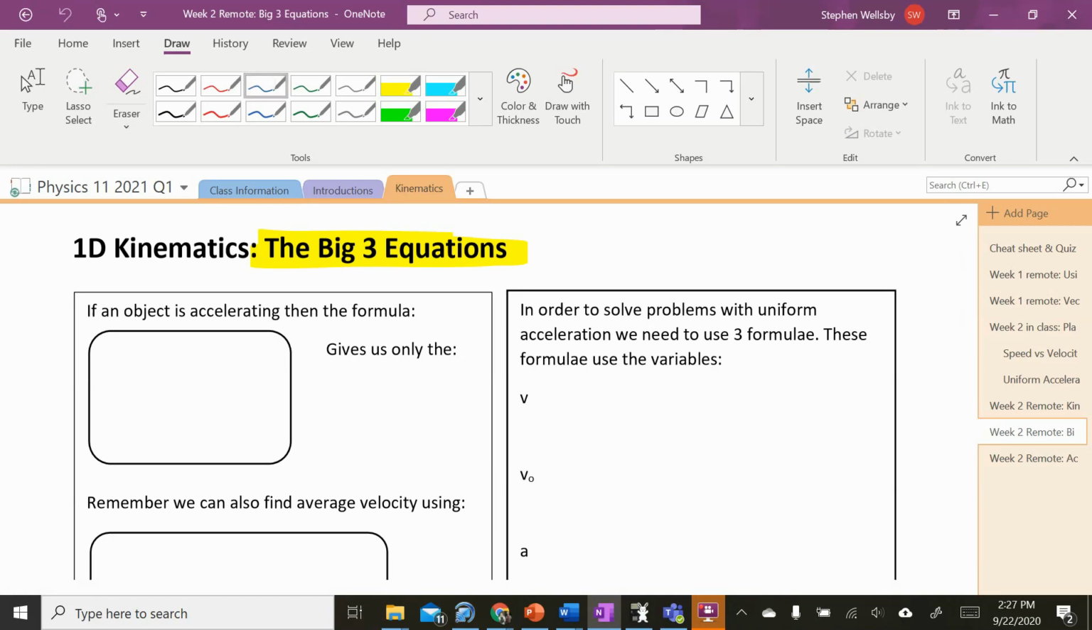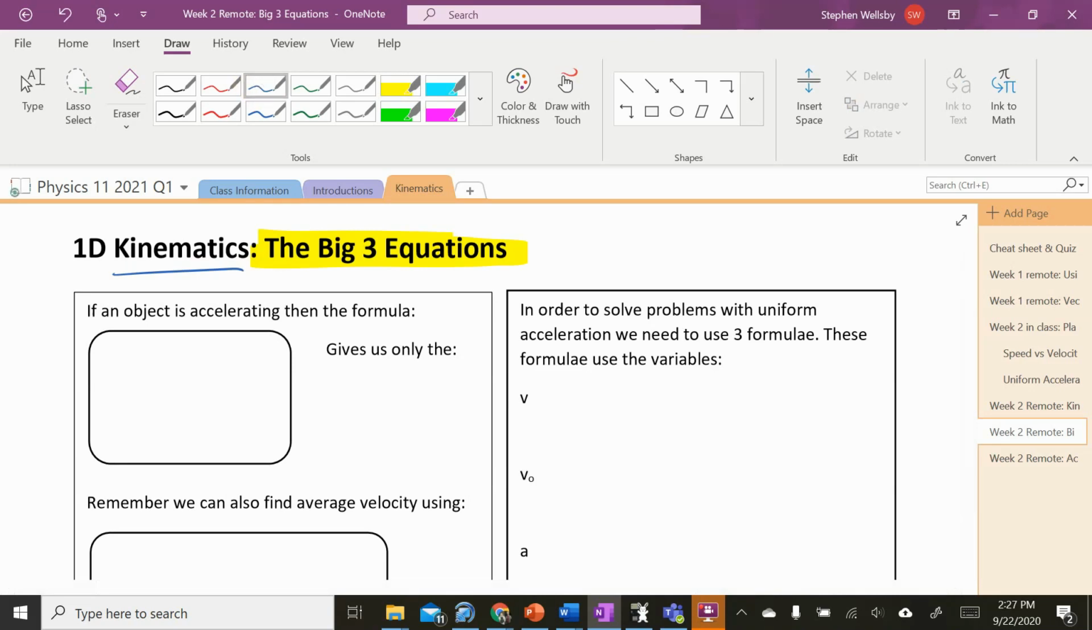So we're going to be talking about motion and introducing the idea of kinematics. Kinematics is the study of motion. And today we're going to be introducing the three formulas that you're going to be using for the rest of your physics career. So a few points to start out with.